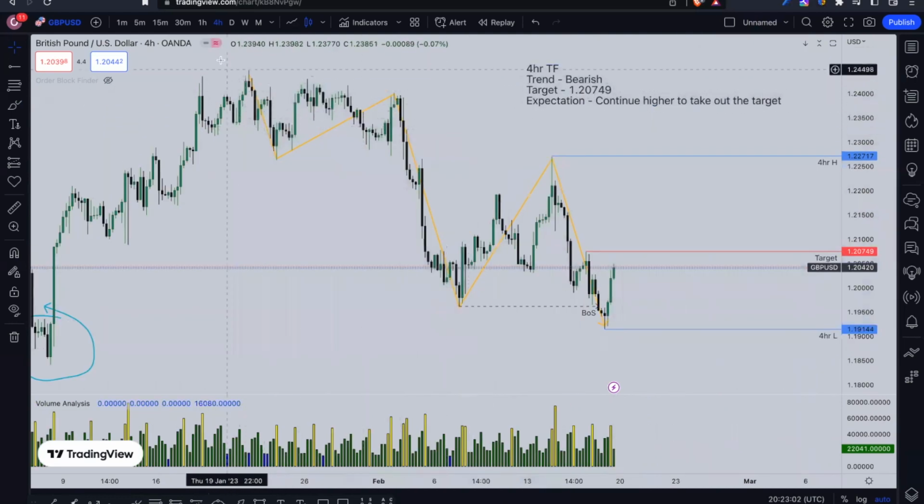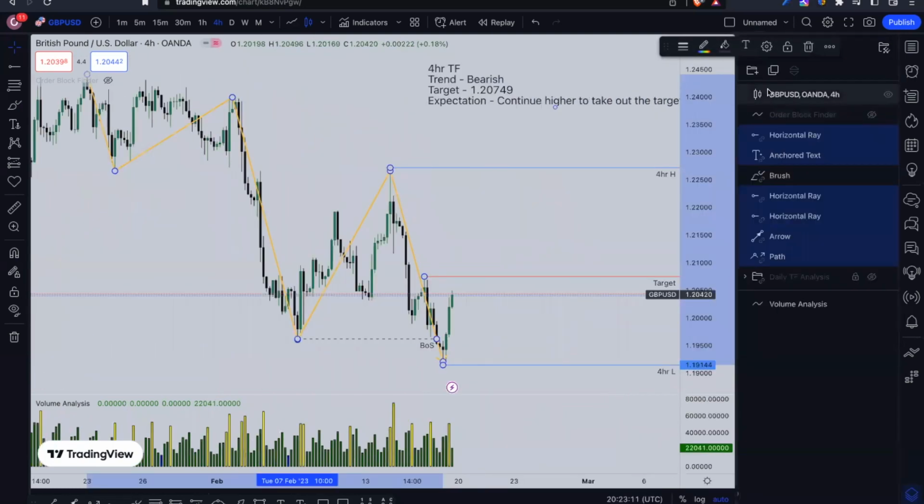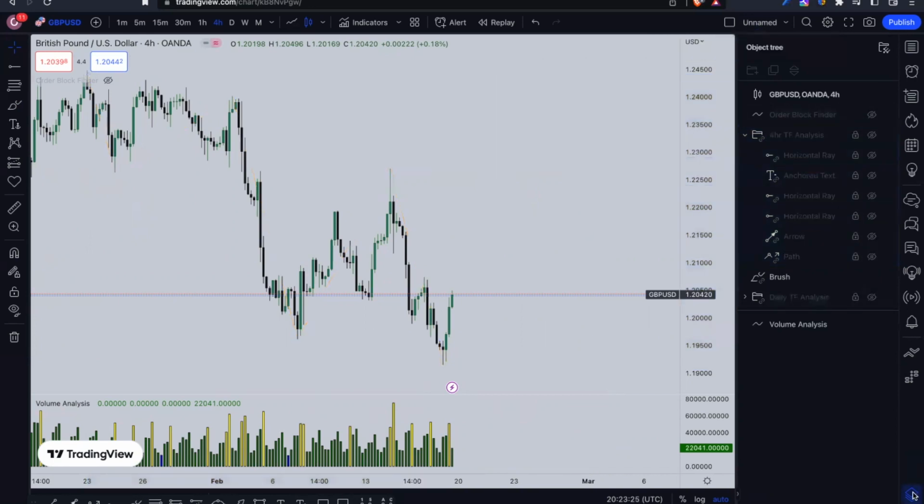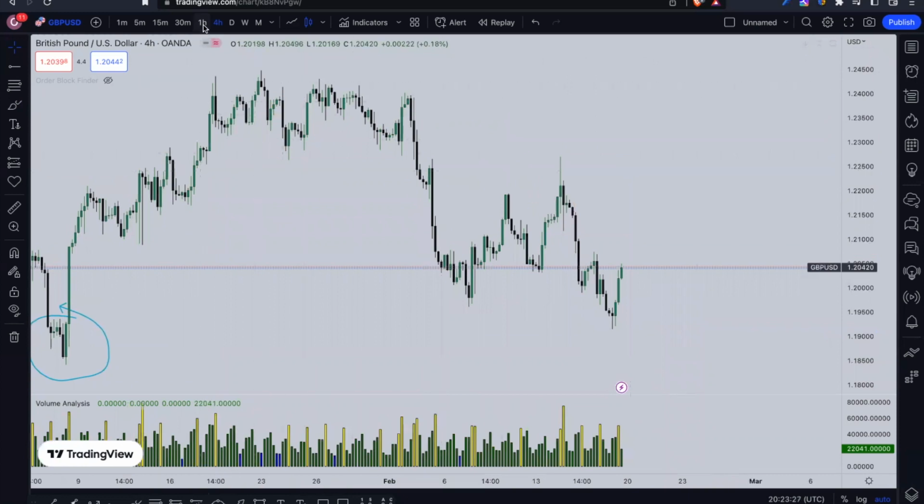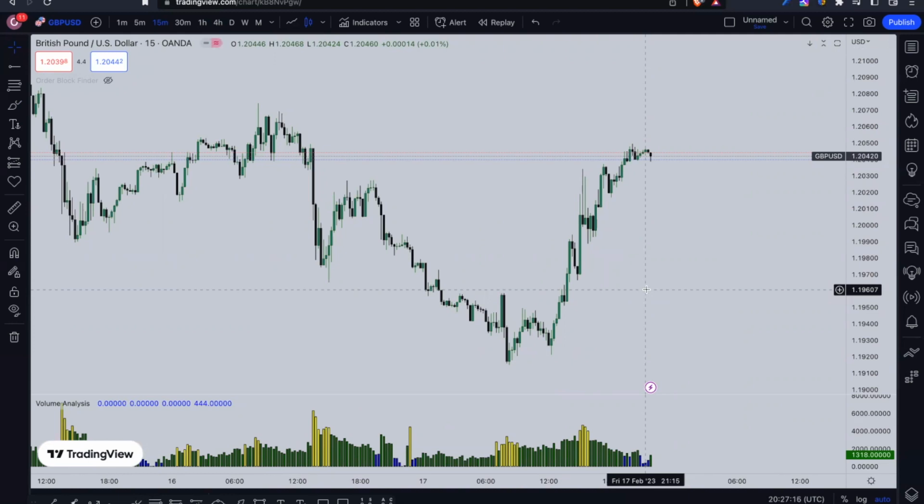Okay. So let's do what we did for the daily time frame, right? Group this analysis. Okay. So for our TF analysis, we lock it in and we hide it. Okay, good. Now the screen is clear for us to proceed. Okay, now we move on to the 15 minutes time frame. On a 15 minutes time frame, what do we see? We see a bullish move, right?